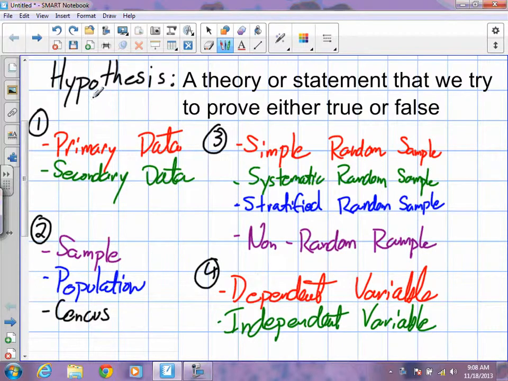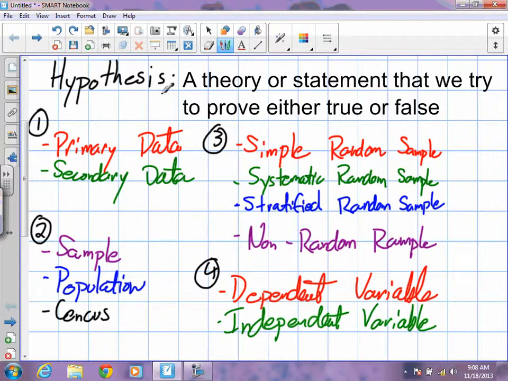Okay, so in statistics, and I'm sure many of you have touched on it in science, we write a hypothesis to try to answer a question. So a hypothesis is a theory or statement that we try to prove either true or false. So we put a question out there, and we want to prove it to be either true or false. We hope to be not inconclusive. We want to prove one or the other. That will give us a definite answer.